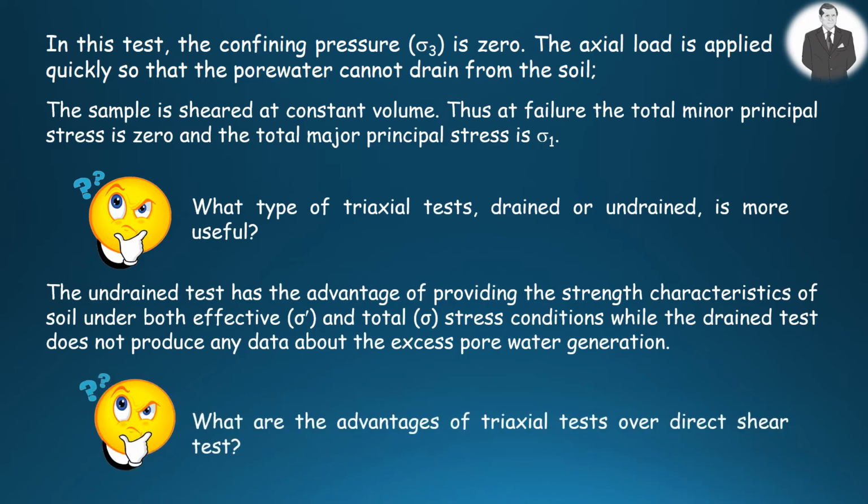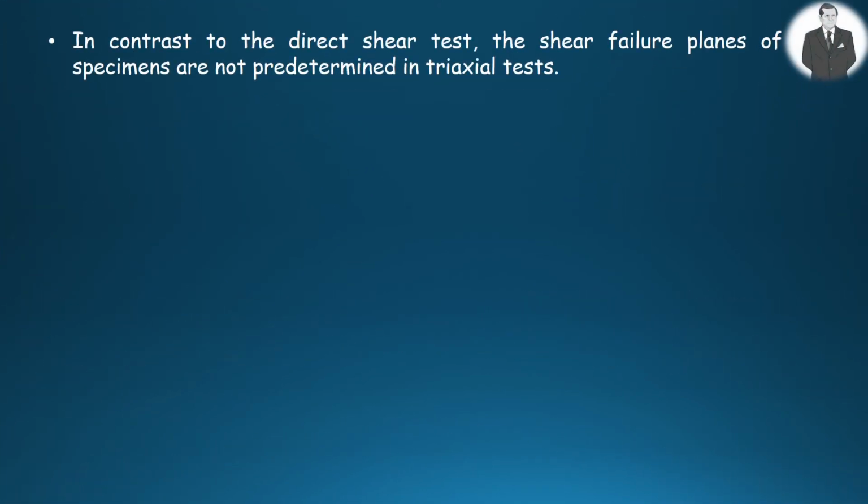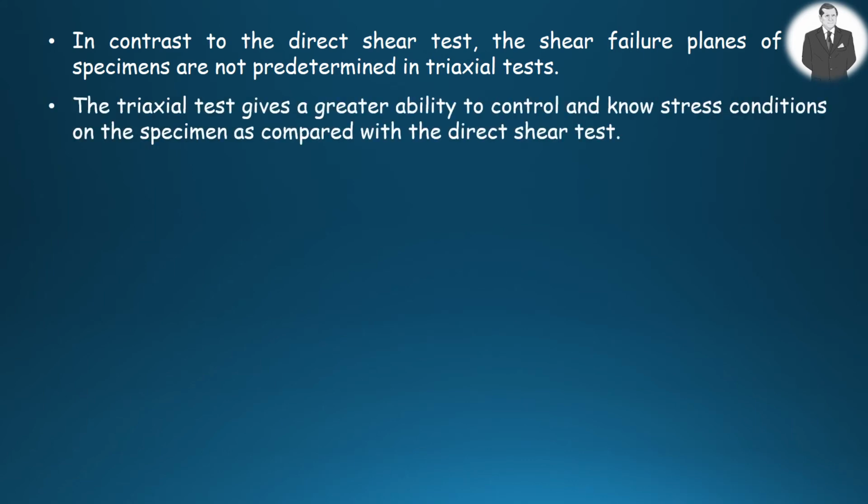And the second question, what are the advantages of the triaxial test over the direct shear test? Unlike the direct shear test, the shear failure planes of soil specimens are not predetermined in triaxial tests. The triaxial test provides a greater ability to control and know stress conditions on the specimen with respect to the direct shear test.